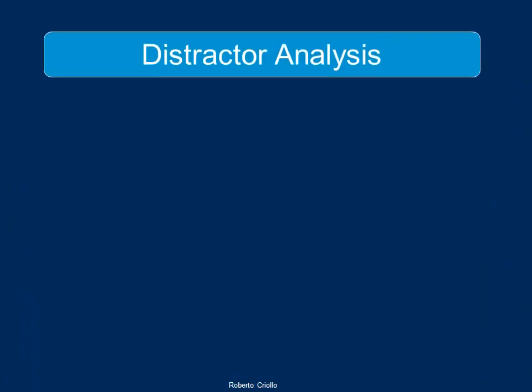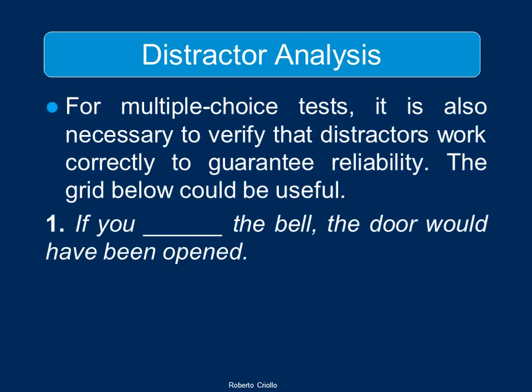The last part of an objective item analysis will be the distractor analysis. And in this case, basically what you want to do is, when you have multiple choice tests, you can verify that the distractors work correctly. Like this, you can guarantee reliability.